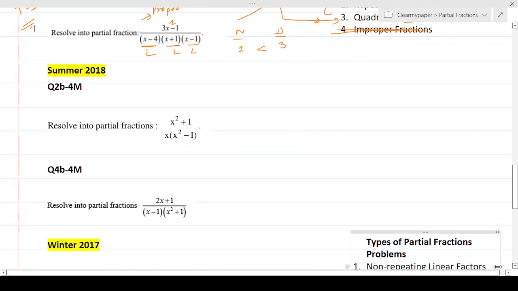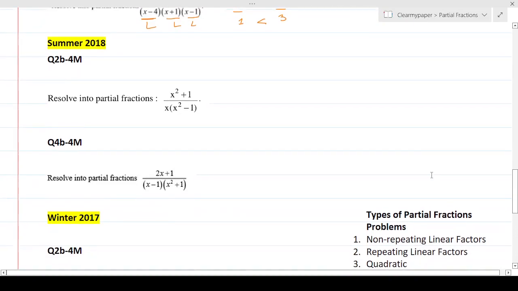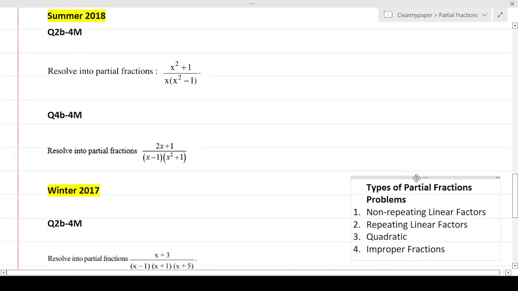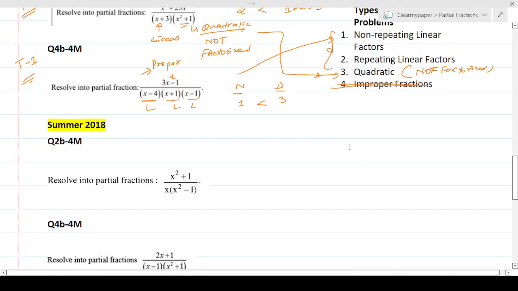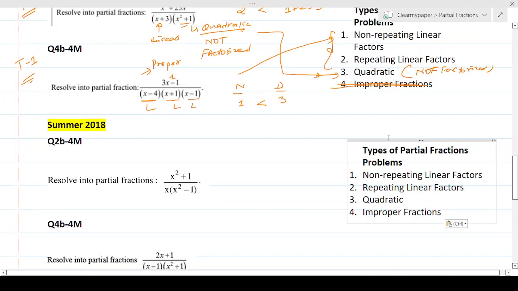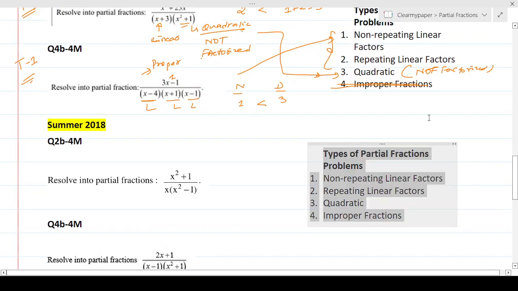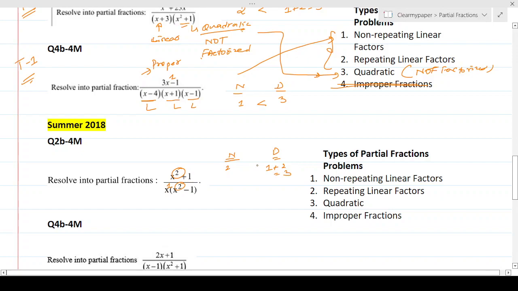Now let me copy it again. Let's move to the next paper, summer 2018. Let's see what's happening here. Let's check the degree of the numerator and the degree of the denominator. The degree of the numerator is 2. The degree of the denominator is 1 in one factor and 2 in the other. When you add the powers, 1 plus 2 is equal to 3, and 2 is less than 3, and hence it's a proper fraction. Okay, we have got that.